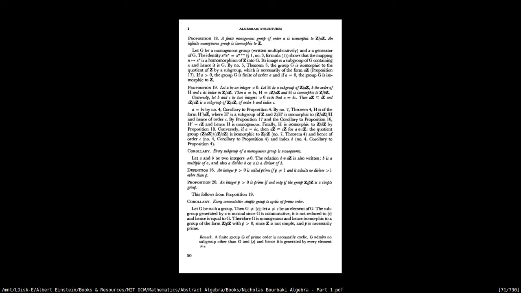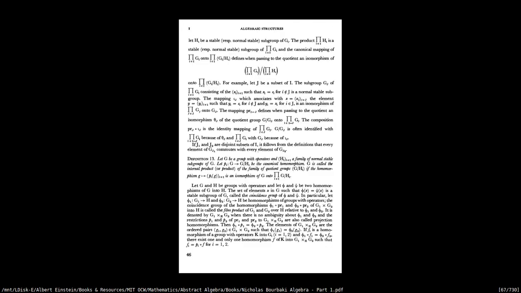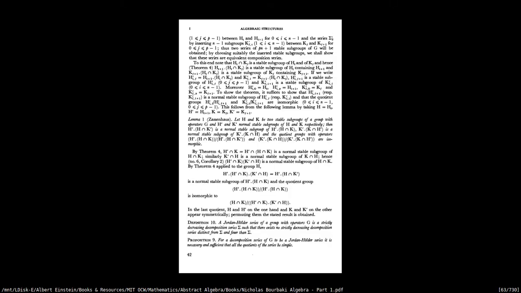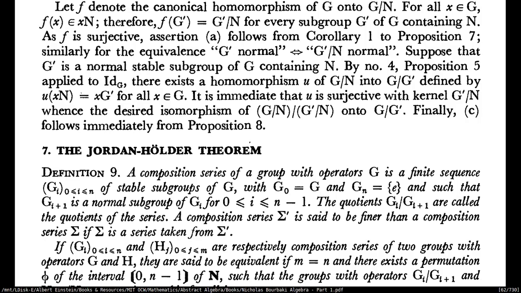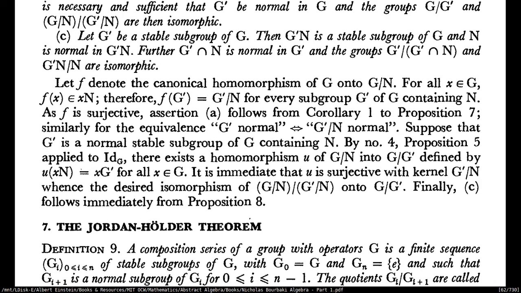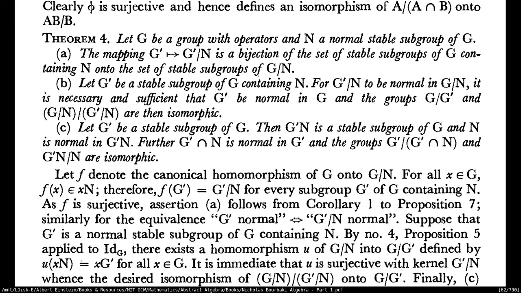Dummit and Foote do have Jordan-Hölder in there. That's weird, because I saw somewhere around page 60 where Sylow groups come in. Yeah, but I knew that, because that's where I was studying at first.